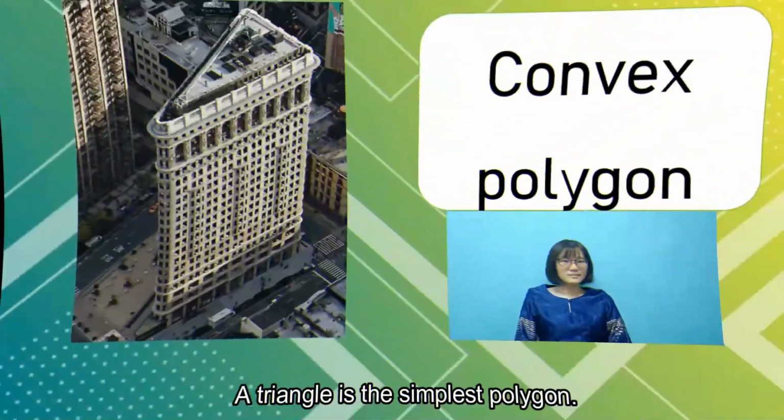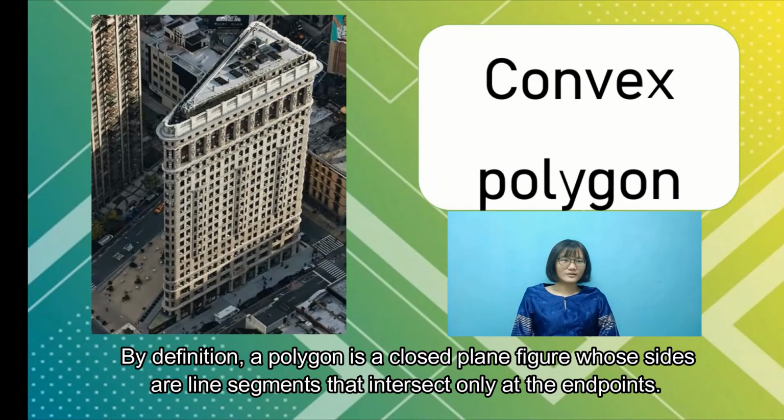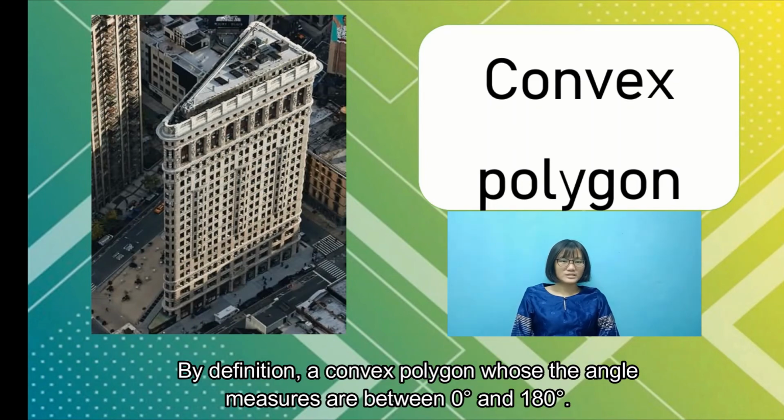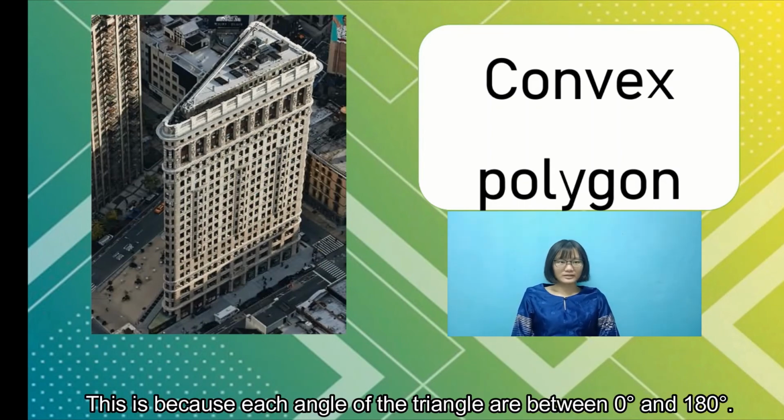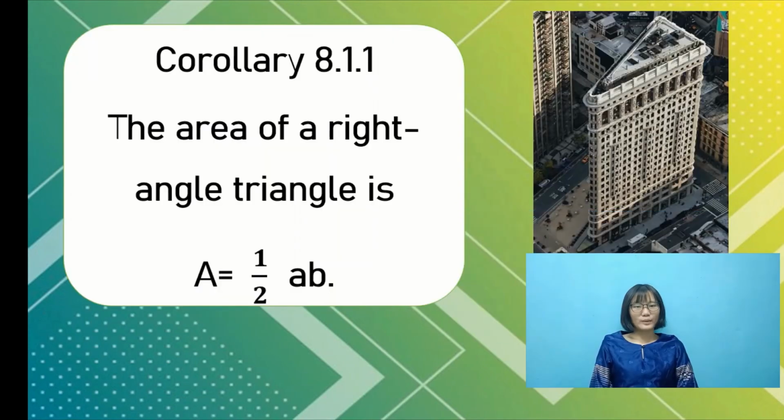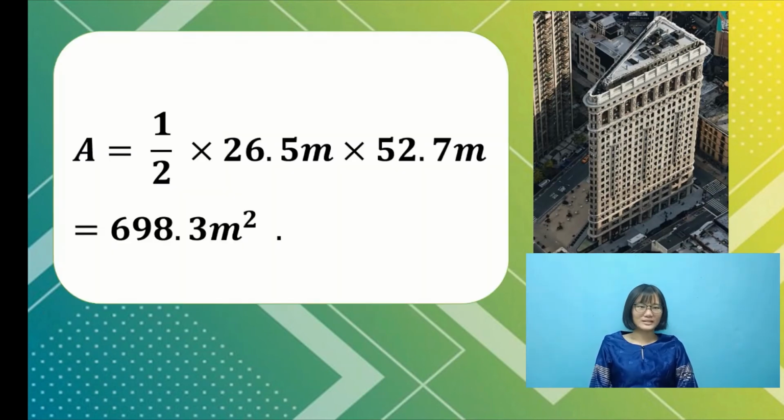A triangle is the simplest polygon. By definition, a polygon is a closed plane figure whose sides are line segments that intersect only at the endpoints. By definition, a convex polygon is one in which the angle measures are between 0 degrees and 180 degrees. The top view of the Flatiron building is a convex polygon, because each angle of the triangle is between 0 degrees and 180 degrees. By corollary 8.1.1, the area of a right triangle is A equals half of A multiplied by B. So the area of the triangle of the Flatiron building is 698.3 square meters.